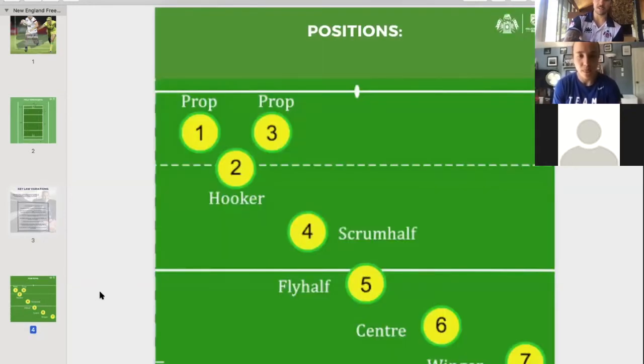Cool. And so moving into positions, obviously it's a little bit easier to understand the positions in sevens than in 15s, because there's only half as many. But tell us, Kristi, which ones are the forwards in this picture here? So your forwards are going to be the 1, 2, 3 in this picture. So the two props and the hooker.